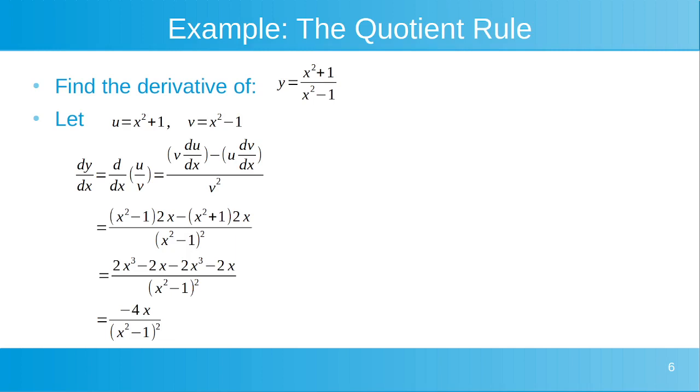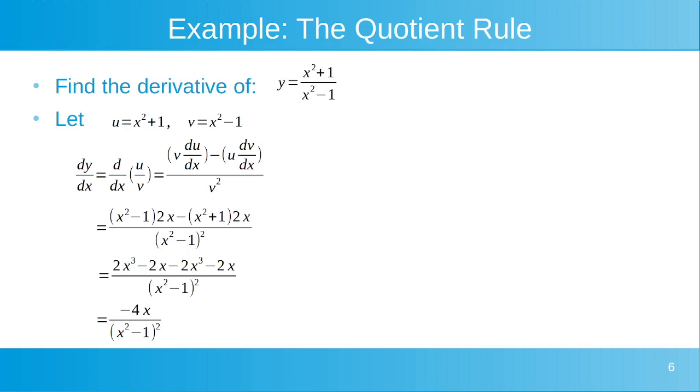So our value of v is equal to x squared minus 1. Our value of du dx is equal to 2x. Our value of u is equal to x squared plus 1. And our value of dv dx is equal to 2x. And our value of v squared is equal to (x squared minus 1) squared.